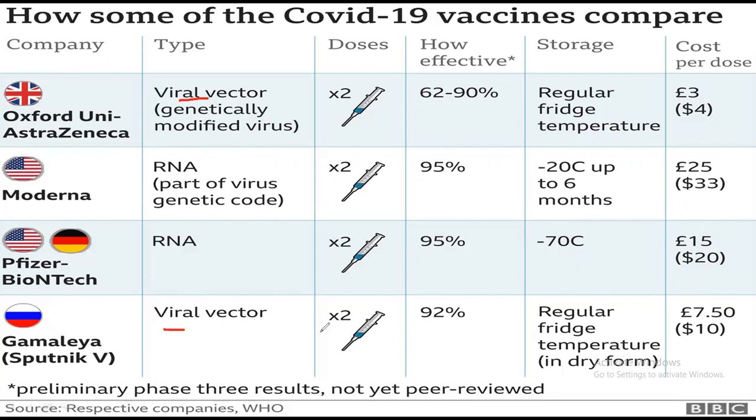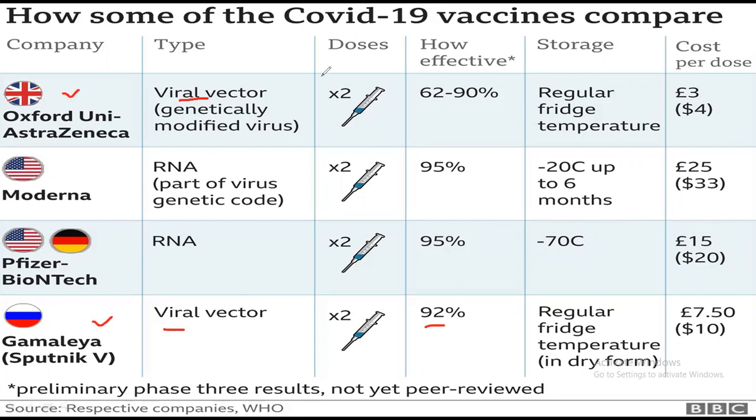Just look here, the number of doses is 2, and its efficiency is 92%. It is very good, and it can be stored at regular fridge temperature, and the cost is $10 or 7.5 pounds. Okay, so the Oxford University vaccine and the Gamaleya vaccine are the same.